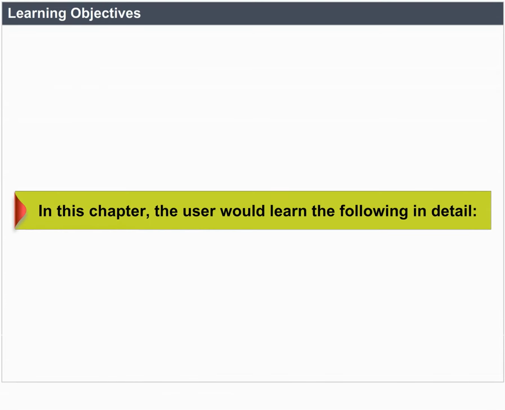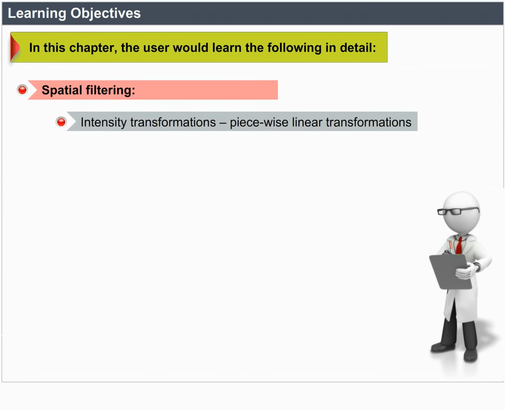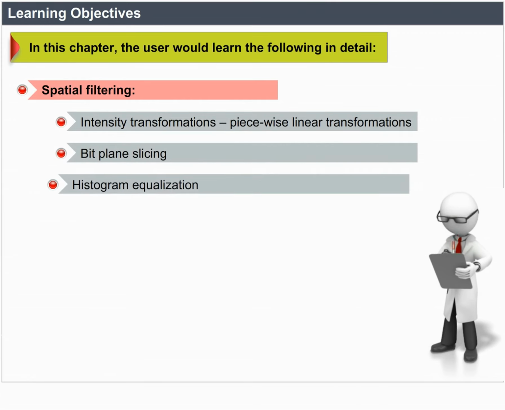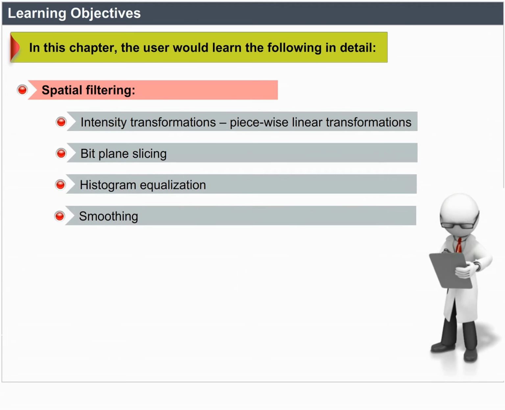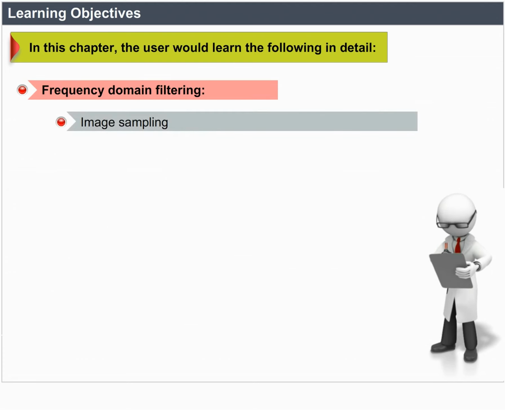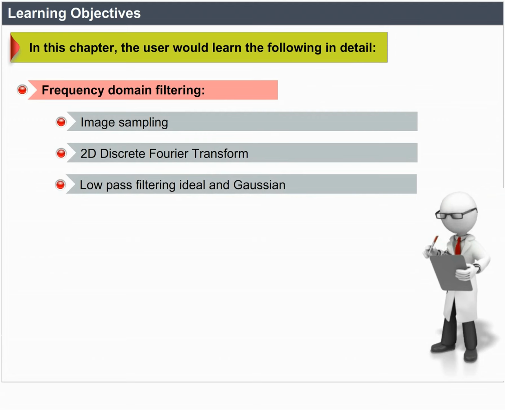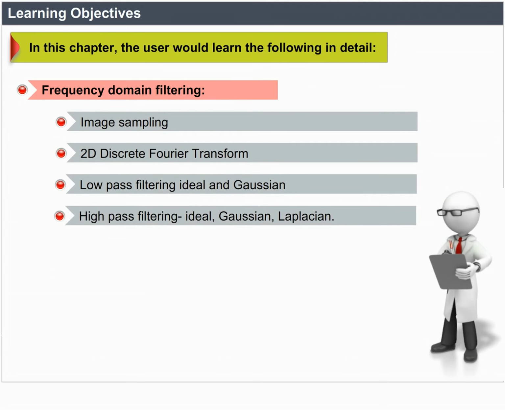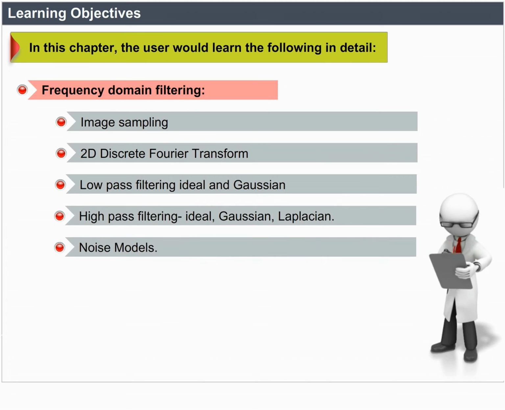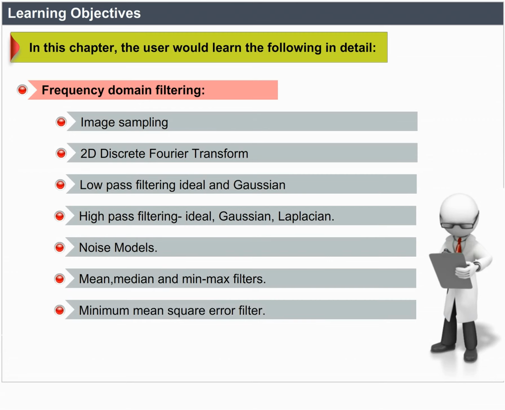Learning objectives. In this chapter, the user will learn the following in detail: spatial filtering, intensity transformations, piecewise linear transformations, bit plane slicing, histogram equalization, smoothing, filtering masks, sharpening filters, gradient operators and Laplacian filters, frequency domain filtering, image sampling, 2D discrete Fourier transform, low-pass filtering ideal and Gaussian, high-pass filtering ideal, Gaussian, Laplacian, noise models, mean, median and min-max filters, minimum mean square error filter.